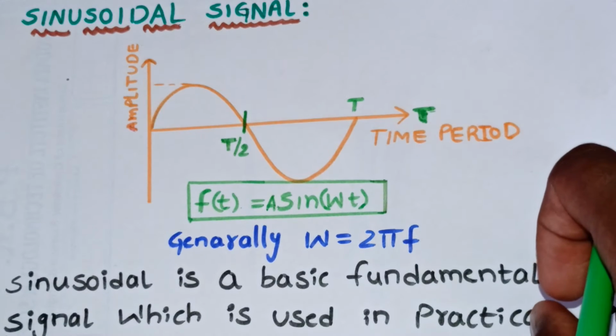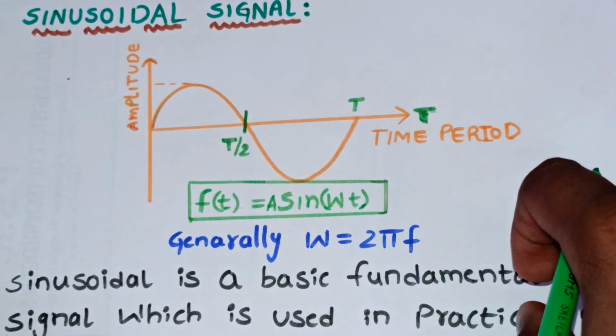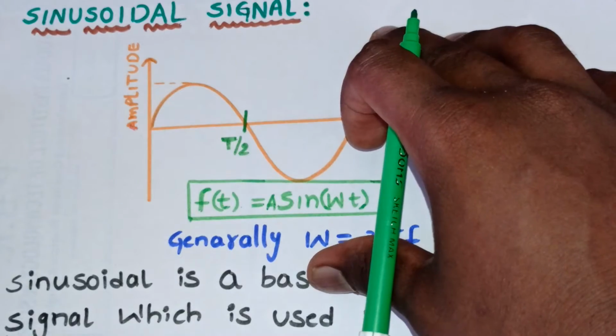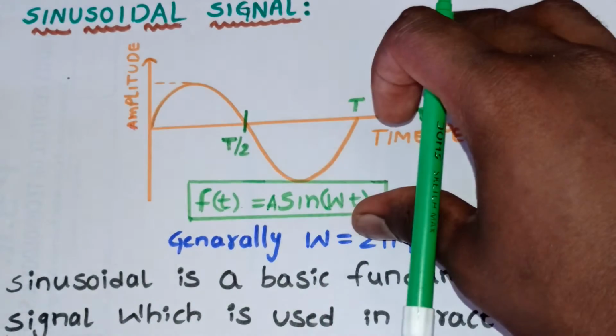Hello friends, in this video we'll discuss a basic signal, that is the sinusoidal signal, in signals and systems. We know what a sinusoidal signal is. It is the most practically usable signal, and it is also a periodic signal.